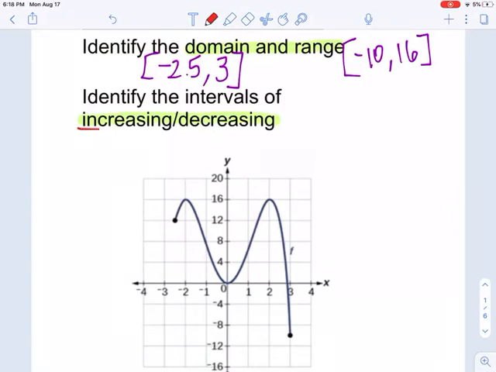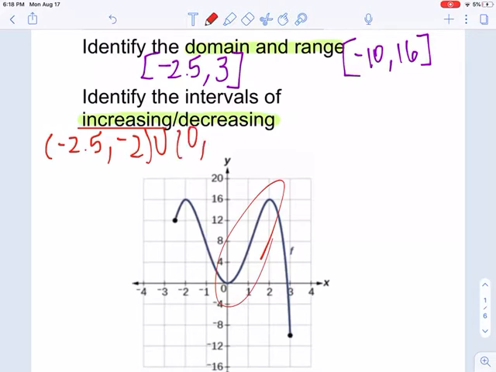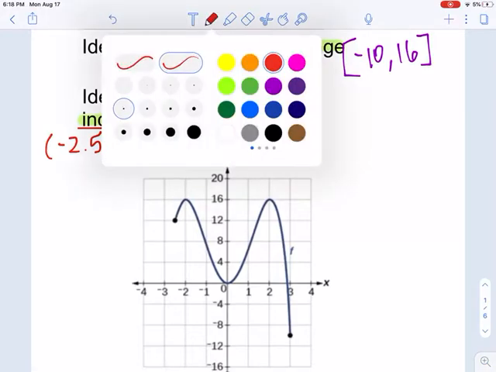Now for our intervals of increasing and decreasing, remember we need to look at the pieces of the domain in which we have those. So first let's start with increasing, and I'll identify those in red. It looks like there are two pieces. This piece right here is increasing, so I would describe the x values as from -2.5 to -2. And then again, we have this right here, which goes from 0 to 2. Remember, we're using parentheses, and we're going to union any intervals together that are a group.